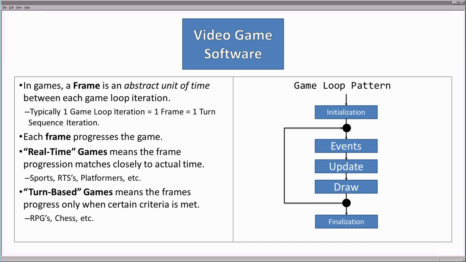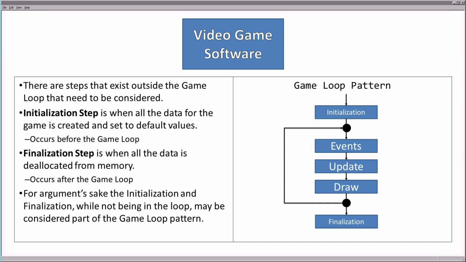Each frame progresses the game. Real-time games mean that the frame progressions match closely to actual time. Sports, real-time strategy, and platformers are examples of real-time games. Turn-based games means that the frame progresses only when certain criteria are met. RPGs and chess are examples of turn-based games.